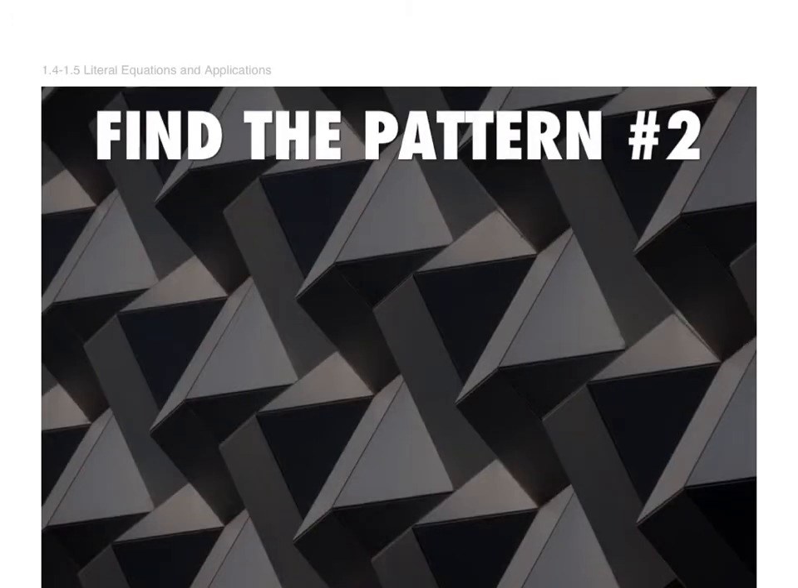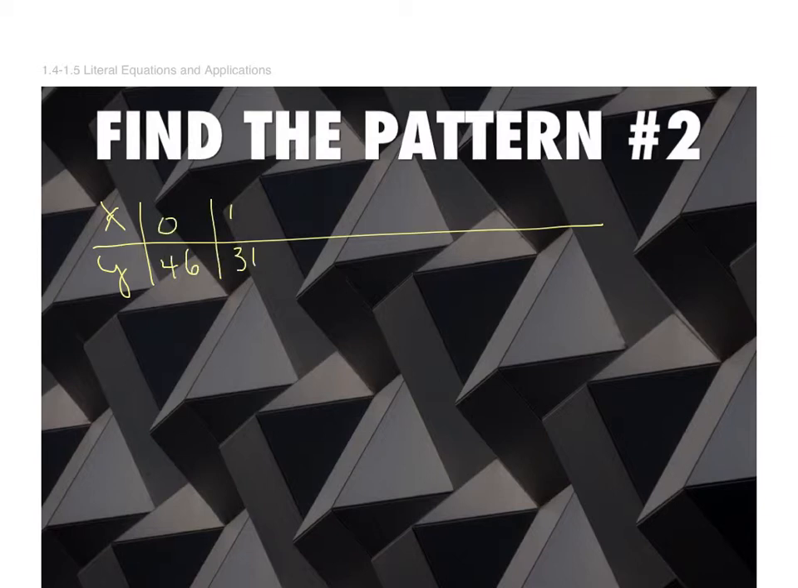All right, we're going to look at another one of those. So we're going to do x over y. So we're going to have 0 and 46, 1 and 36, 2 and 26, 3 and 16. So again, we are looking for the rate of change. How is x changing? What is the pattern? So x is increasing by 1.